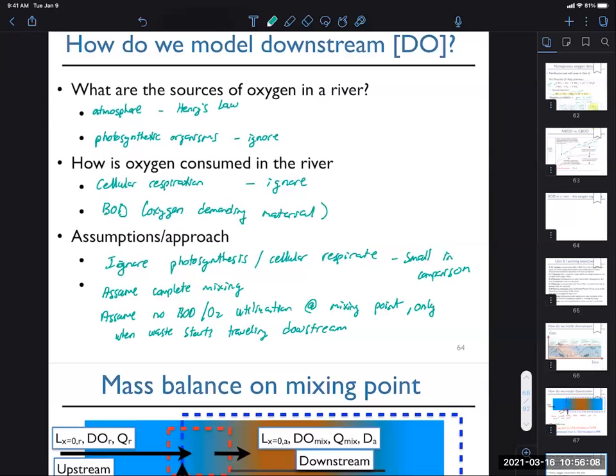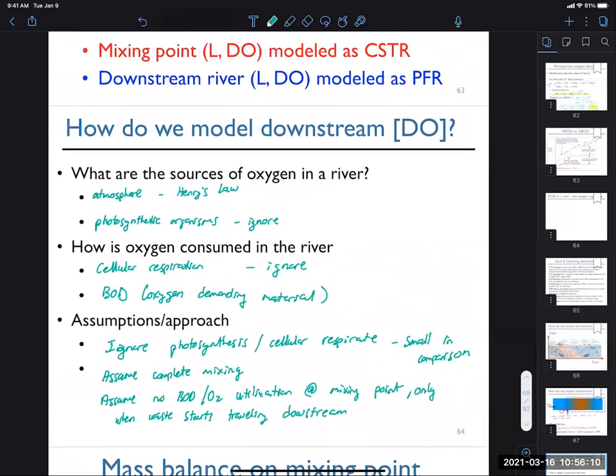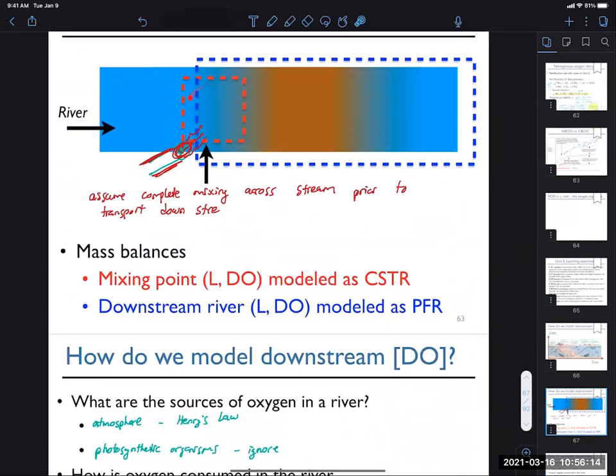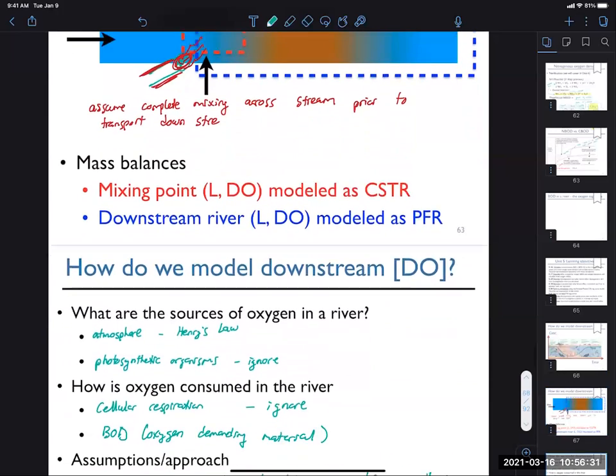And the idea here is that, I'll come back to this in a second, the mixing happens relatively quickly in this regime. And so there's not going to be much utilization here. But then once it's mixed and starts traveling, that's when we start taking into account the oxygen utilization.